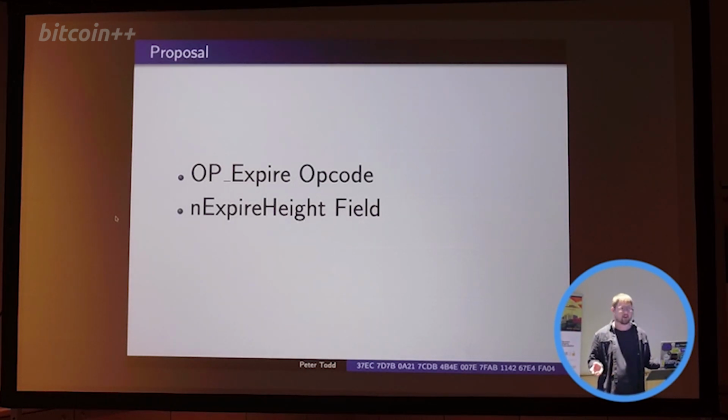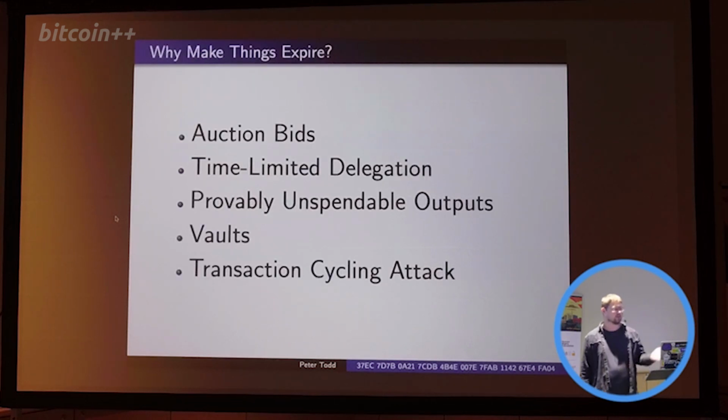Fortunately, we have the taproot annex, so this is actually doable in taproot. And being a new thing, it's probably fine to just not allow it in old stuff. And that's simple enough. Well, why would you use it? Well, there's a whole bunch of stuff like auction bids, time-limited delegation, provably unspent. Because lock time just doesn't have the bits to do it.